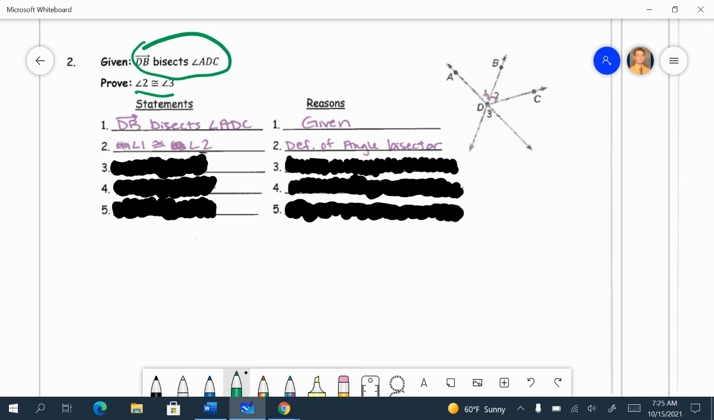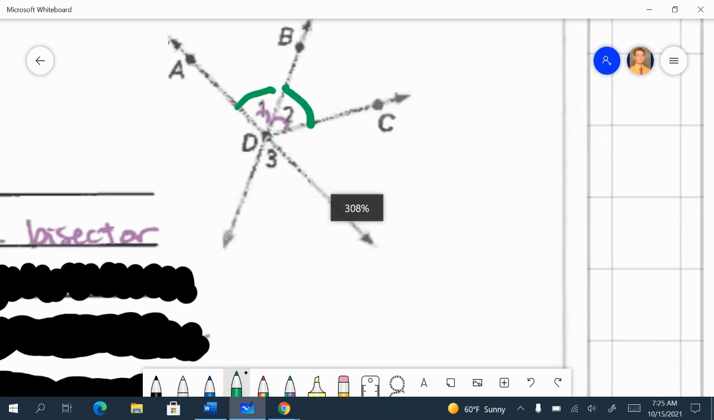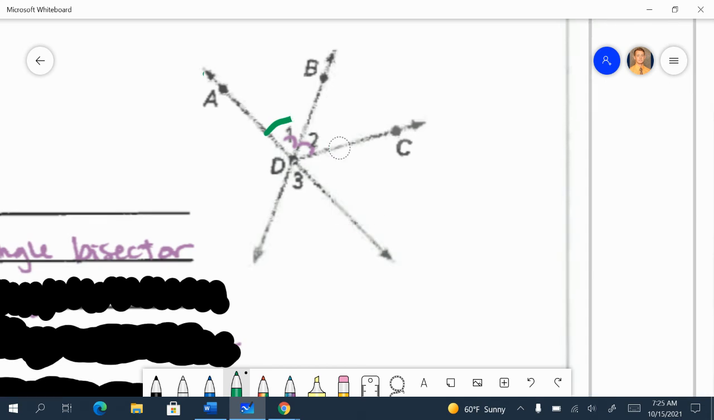If we know angle 2 is congruent to angle 1, let's zoom in on this really quick. We're just going to look at this picture here. We know that angle 2 is congruent to angle 1 because of this bisect, right? That's being bisected. Well, how could we say that 2 is congruent to 3? This is how my mind is thinking.